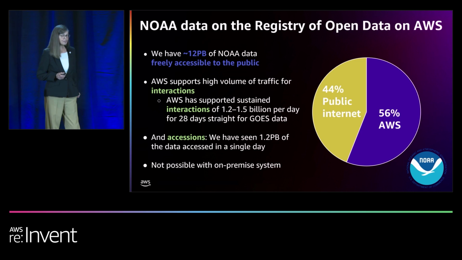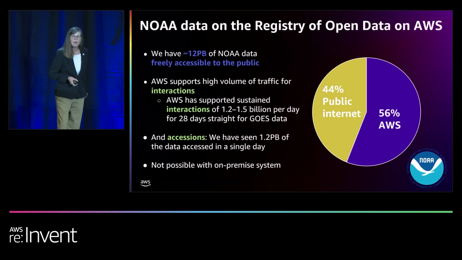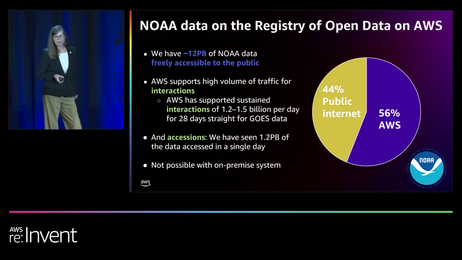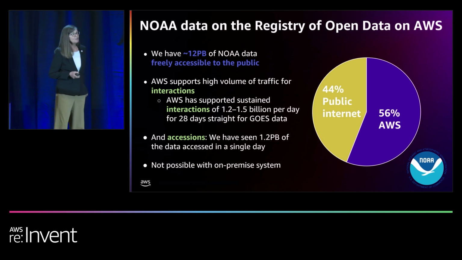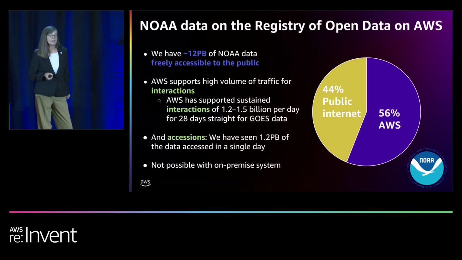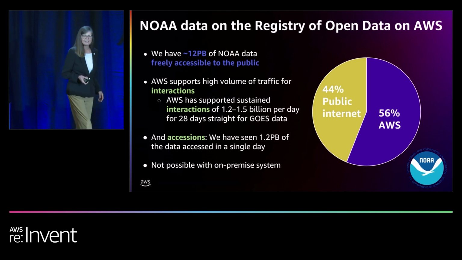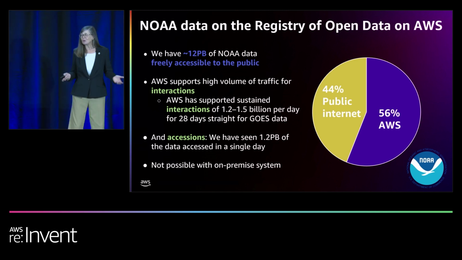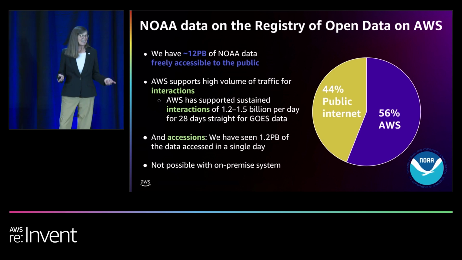I also want to draw your attention to the pie chart on the right. In the month of September 2022, we created a breakdown of user interactions of NOAA data on AWS by source. In examining user interactions, we see that more than half of the users are using AWS to interact with NOD data, whereas the remaining 44% are accessing NOAA data on AWS from other sources and egressing the data. Not everyone is in the cloud yet.